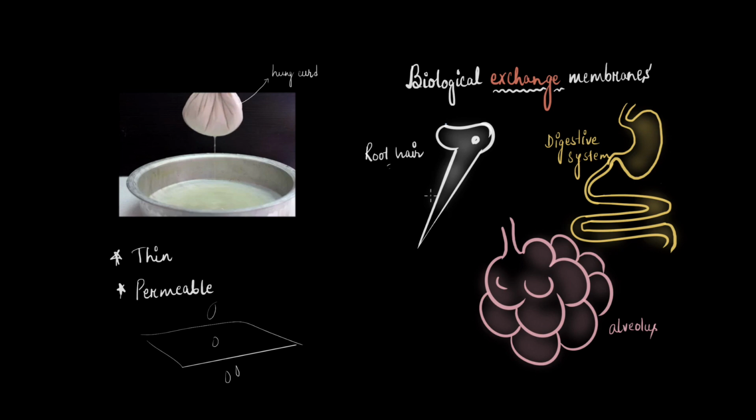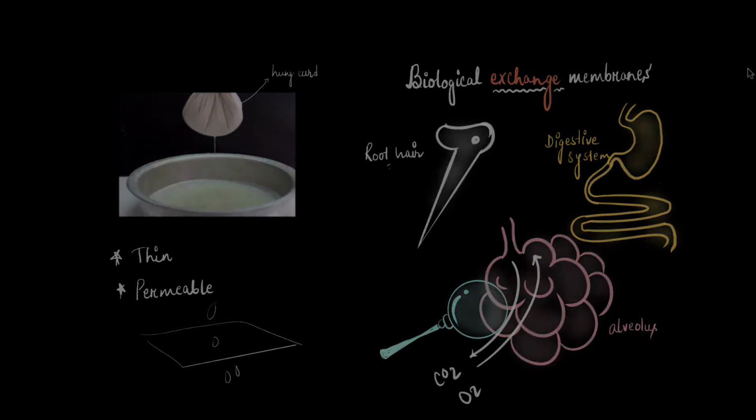So here we have the example of root hair through which the water and minerals are sucked into a plant. And then we can talk about the digestive system, where the small intestine has very thin lining through which the nutrients are absorbed into our blood vessels. And then we can talk about the lungs, the wall of the alveolus, through which exchange of gases takes place. So in this video, let's have a closer look at this alveolar membrane. Let's see how many layers or how many barriers oxygen and carbon dioxide need to cross every time we breathe.